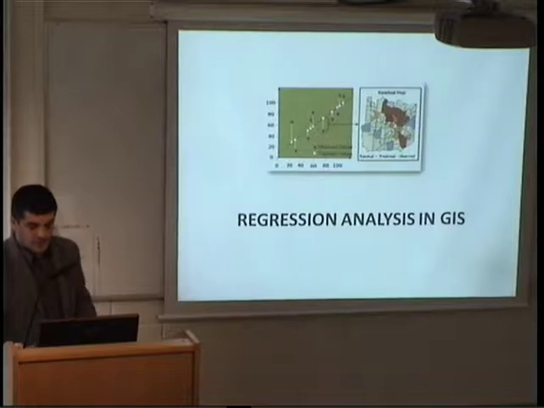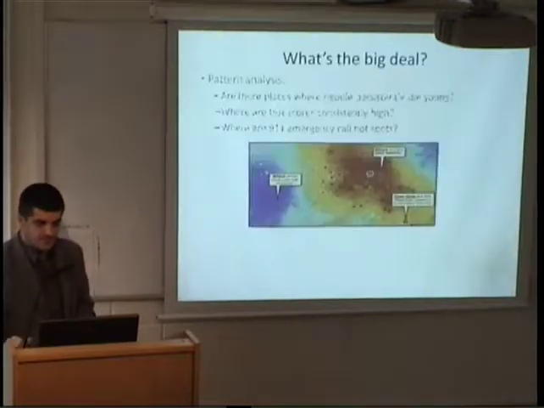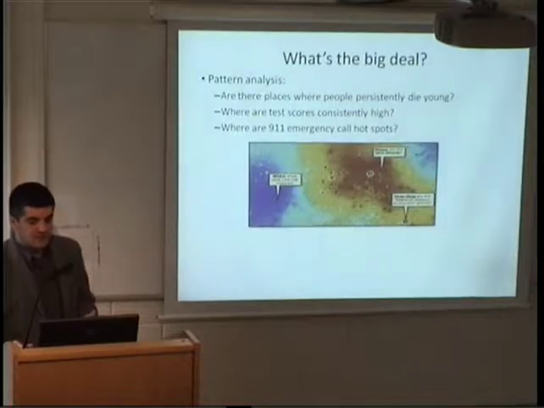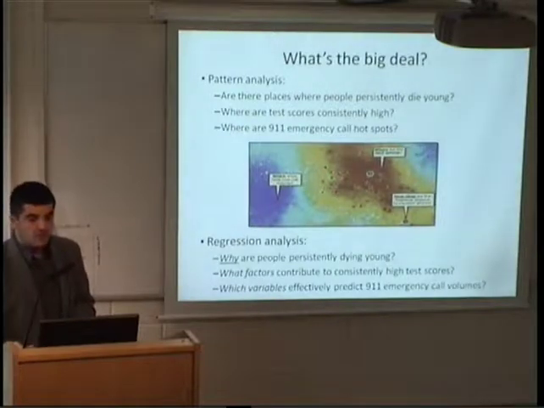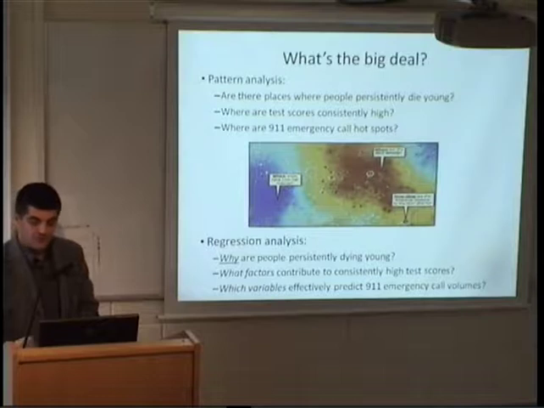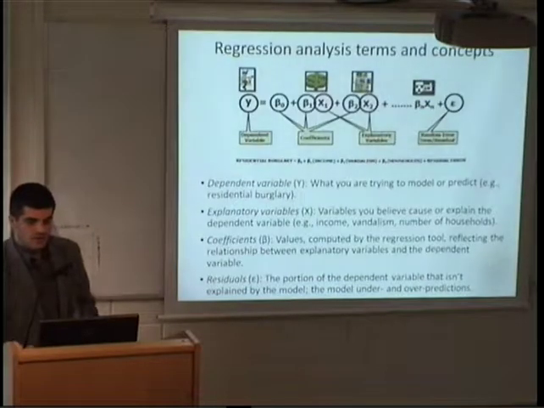Now let's speak about the regression analysis option in GIS. So till now we have used pattern analysis to show are there places where people die young, where are the test scores consistently high, where are 911 emergency call hotspots. But regression analysis will help us to answer why questions. Why are people dying young? What factors contribute to consistently high test scores? Which variables predict 911 emergency call volumes? You all probably have used and know regression analysis, and this is just to remind the main terms and concepts.